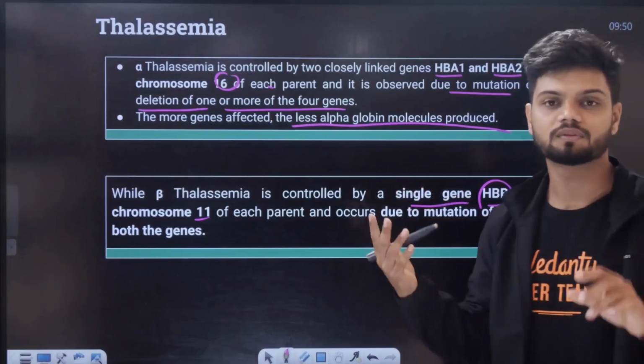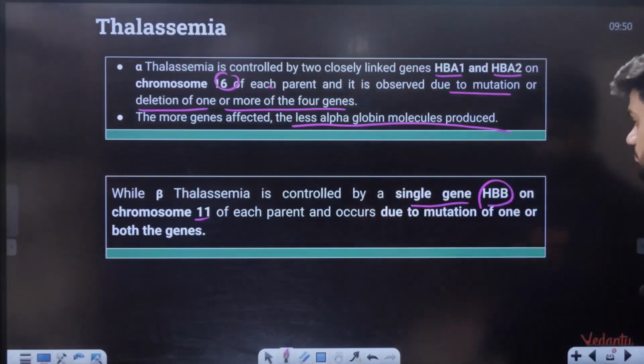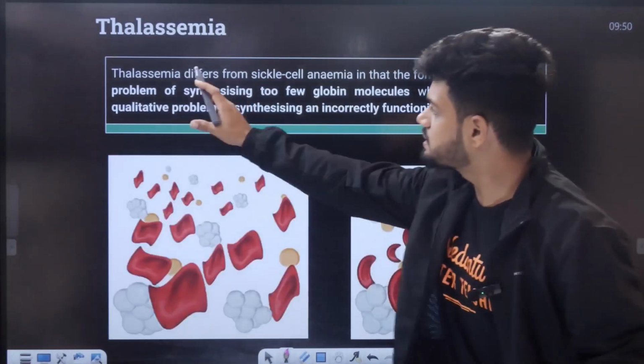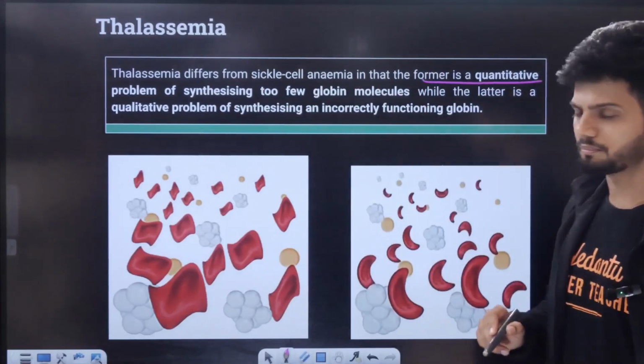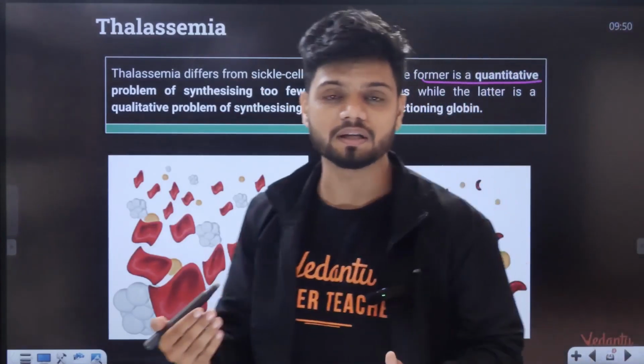beta chain is not produced. That's how we get beta thalassemia. Beta thalassemia. Okay, thalassemia differs from sickle cell anemia in that the former is a quantitative problem. Thalassemia is a quantity problem.